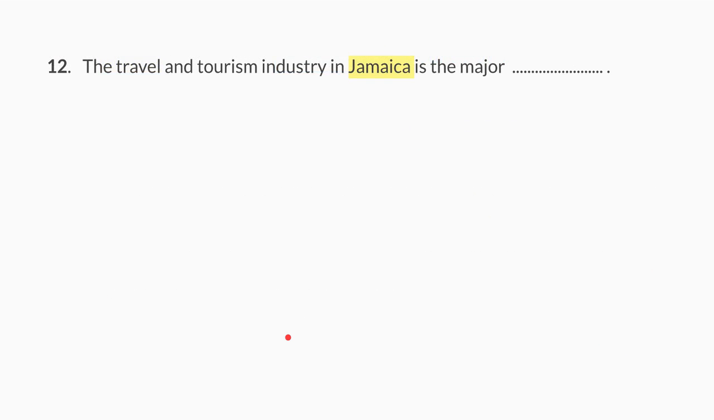Now let's go ahead and answer our second question. The second question was, the travel and tourism industry in Jamaica is the major what? And the word Jamaica was our keyword in this case.